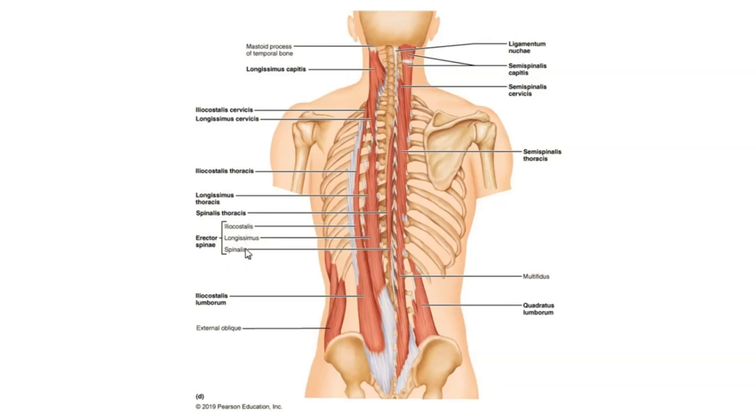Now, there are three muscles within the erector spinae muscle group. They each have individual names and locations on the skeleton, but you don't need to know the individual names of these muscles. Just know the name of the muscle group, which is called the erector spinae muscle group.